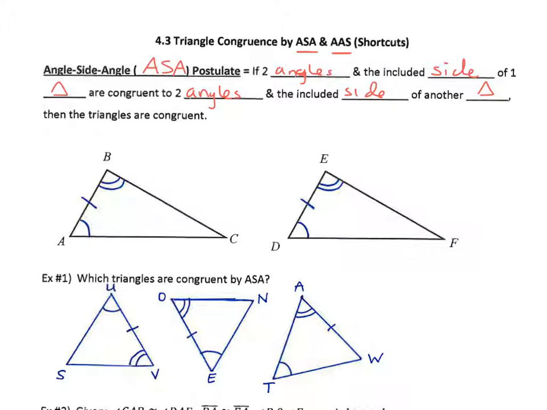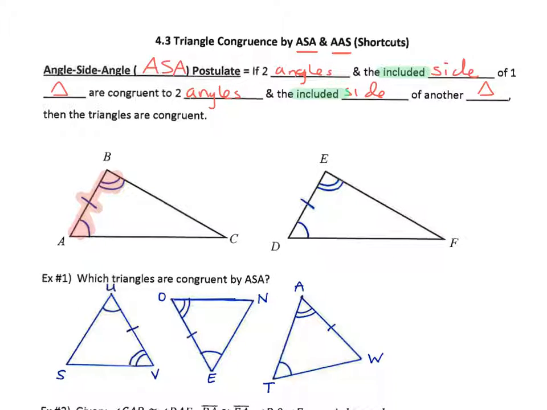Side. It's not side. And it's not angles. Included. It's included. Do you remember what included meant? It was the one that fell between, right? So like in this picture, AB is the included side between these 2 angles. So those 2 angles meet at AB. Okay, that is the included side.